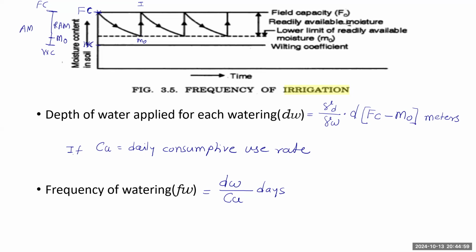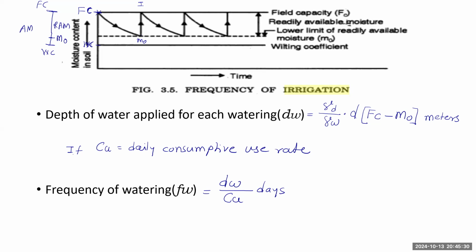Whereas if we have to consider readily available water content, and from that calculate the depth of water applied for each watering, then the formula is dW equal to γD upon γW into D into bracket FC minus M0, and the answer will be in meters. Okay, this FC and M0, they are fractions. Root zone depth D is in meters, and that's why it is in meters.